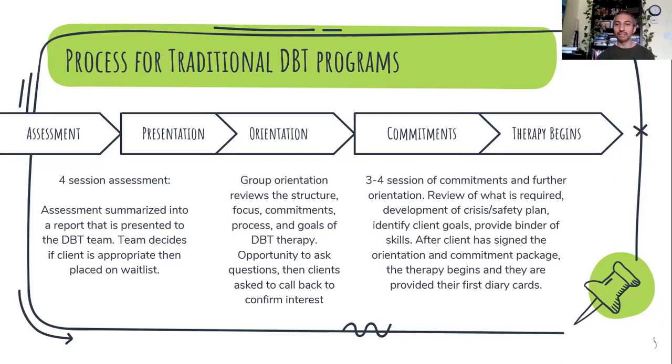And the therapy begins with some commitments. So there's 3 or 4 sessions where the therapist will meet with the client and really review again with them what's required. We'll get an idea of what their goals are, develop a crisis and safety plan, and then we'll provide them a binder of skills and discuss what DBT will require of them, as well as what they need from the therapist and DBT.